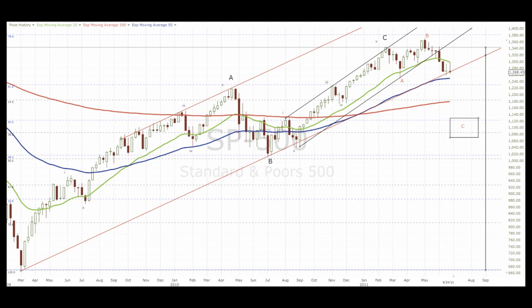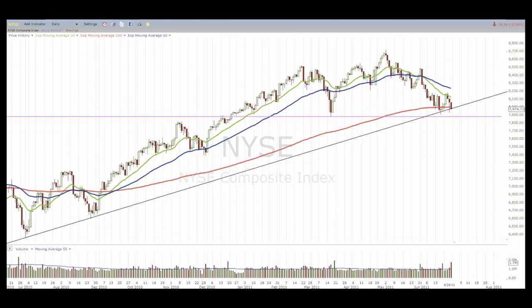And let's look at the New York Stock Exchange. Now this is the daily chart, and you can see that the NYSE closed below its 200-day moving average and right on that trend line from March 2009, and not very far above its March 2011 lows.